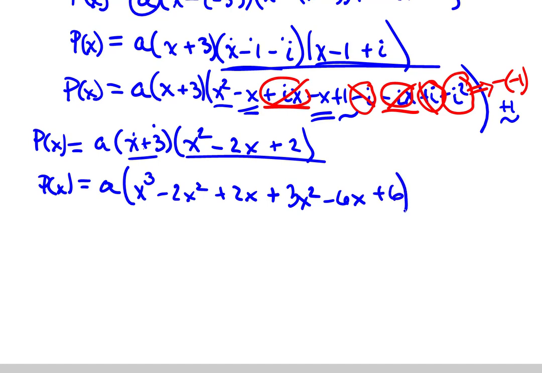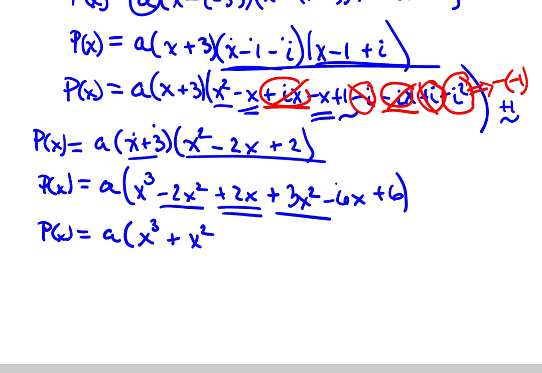Now at this point we can look to combine any like terms, and let's do that to rewrite again and get a times x cubed, and then notice there's an x squared term here and here. We'll put those together for a positive x squared. Then we'll put our x terms together, plus 2x and minus 6x would be minus 4x, and then we have the plus 6 on the end.